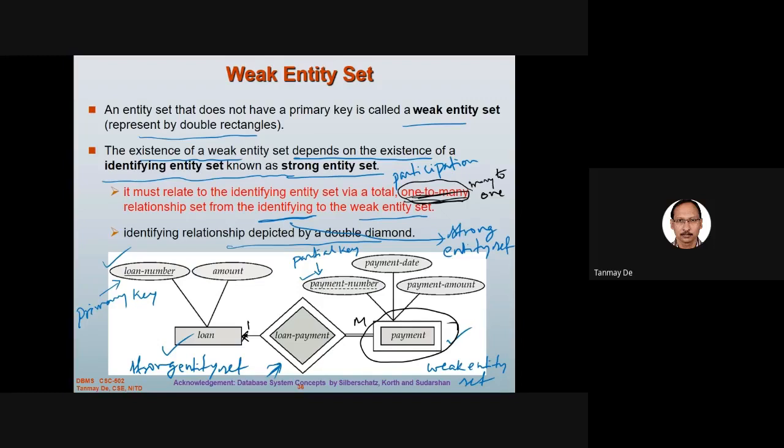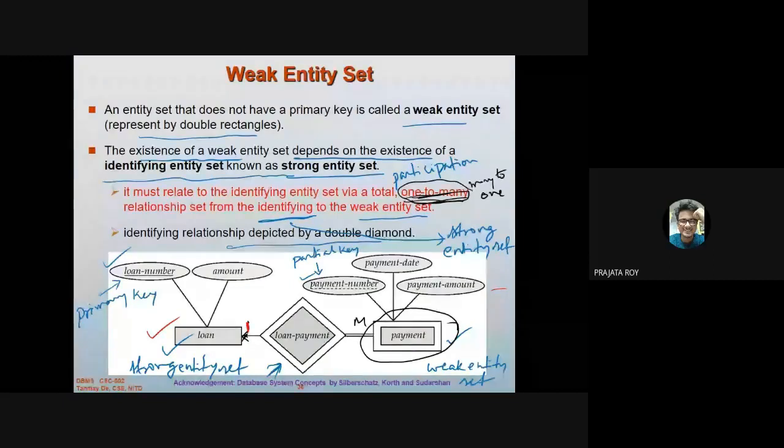What is the problem? The problem is the arrow, sir. It has been said that the relation is from the identifying set to the weak set, sir. But the arrow over here is showing from the weak set to the identifying set, sir. That is my question. One to many relationship set from identifying set to the weak entity set. So one to many, this side is one now. Is it okay? Yes, sir. Identifying, which entity set? Loan. So it's okay. One to many.